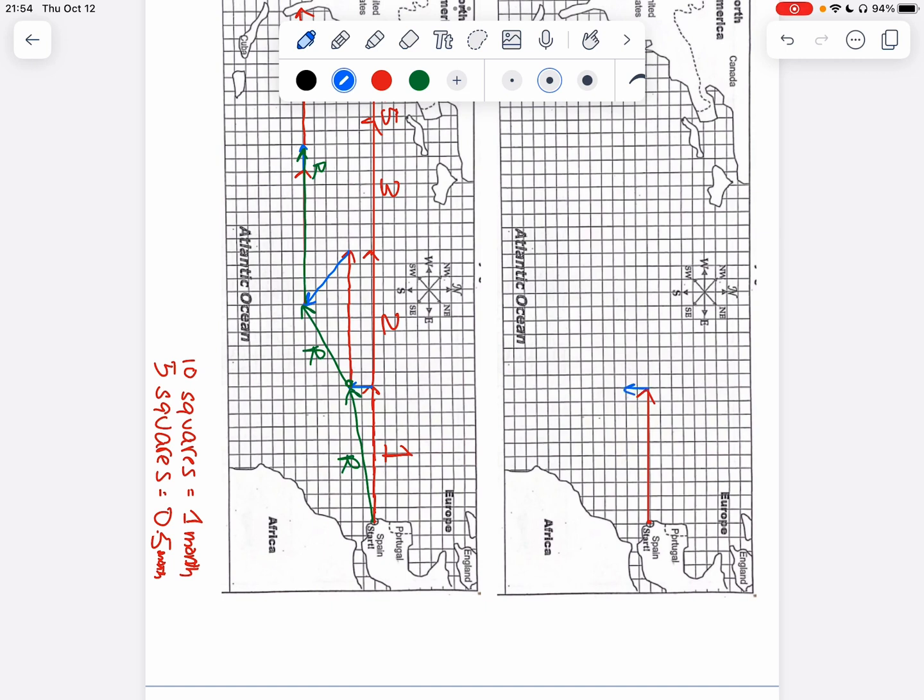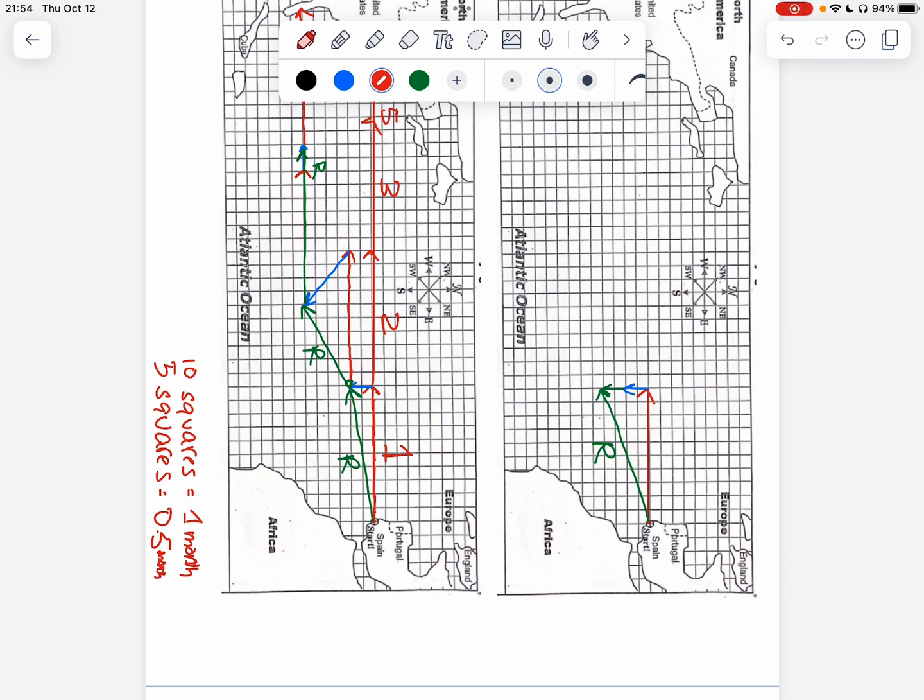Okay. So make sure you're using the right colored pencils. Wind is blue, your ship is red, and the ocean currents are green, and the resultant is green, but with a little R next to it. Okay, so my wind vector I just drew is 2 south. I'm going to draw my ocean current vectors in green, which is also another 2 south, and now I'm going to draw my resultant, right? So I go from the tail of the first vector to the tip of the last vector, and I label it with the letter R.